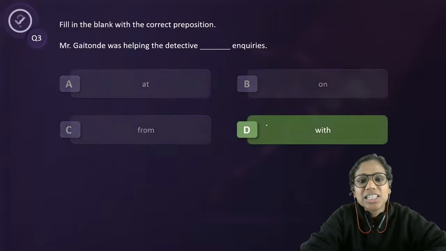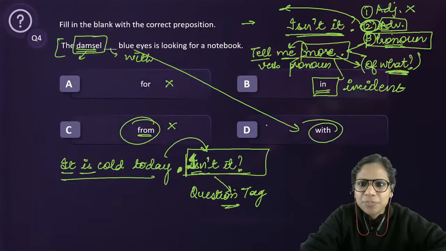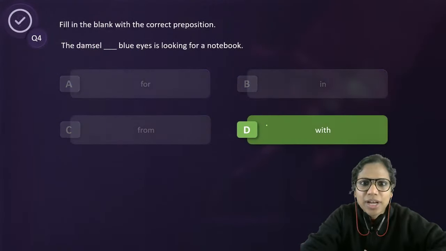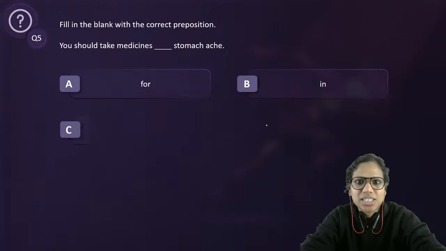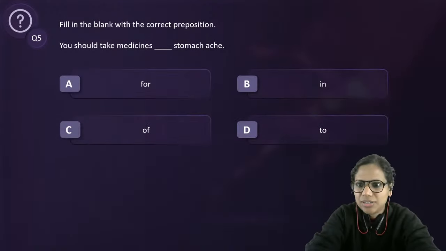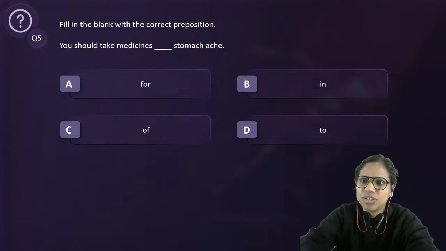All right. Let's keep progressing with the questions. So the damsel with blue eyes. Now, question 5. You should take medicines dash stomachache. Stomachache can be used as a single word and as two separate words also.